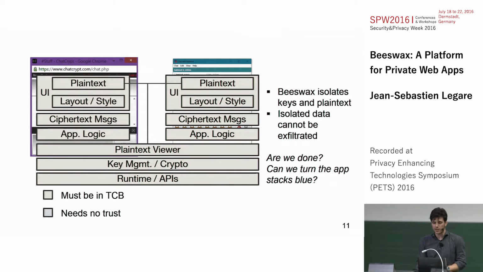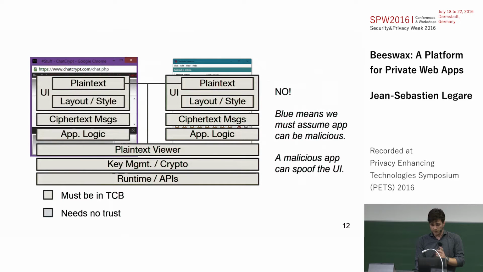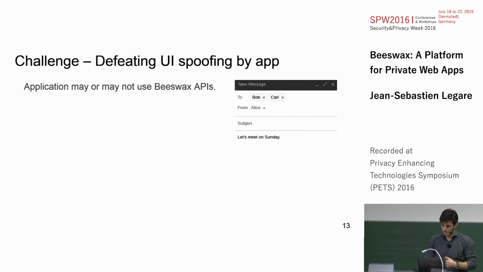So if we go back here, we have a way to isolate the keys and the plain text. And we provide guarantees that the isolated data cannot be exfiltrated. But are we done? Do we not have to trust the app now? Can we turn the app stacks to the trusted color? The answer is no, because a malicious application could still spoof the user into thinking that it's using Beeswax when it isn't. And we don't want to have to audit the application. What a malicious application could do is lure users in with promises of heightened privacy, pretend they're doing all this end-to-end encryption, and then eventually exfiltrate your data.